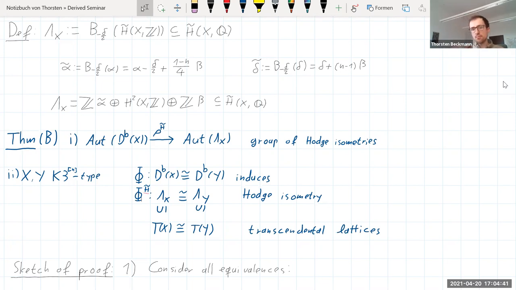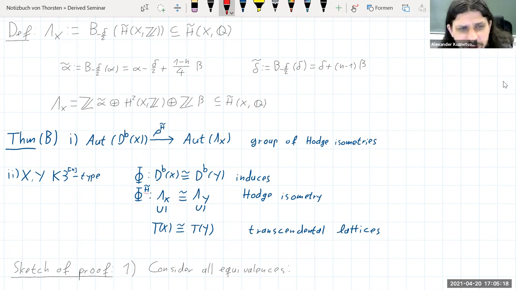But from my perspective, I feel that this lattice is the most natural one, especially because its transcendental lattice remembers the transcendental lattice of the hyperkähler variety. I wouldn't dare to conjecture it, but I believe that there will be some integral structure which has this derived Torelli flavor. If it exists, I would guess that lambda x would be the best candidate for it, but I cannot say more at the moment.